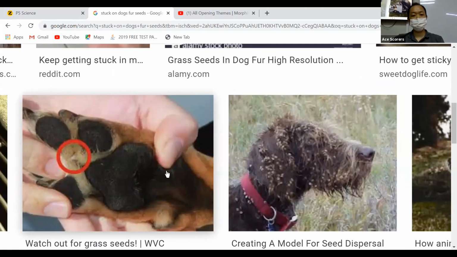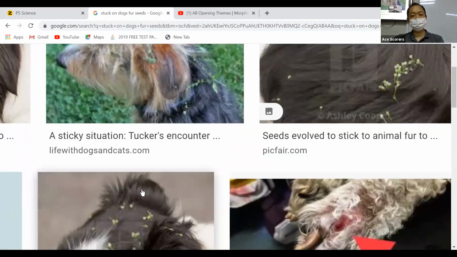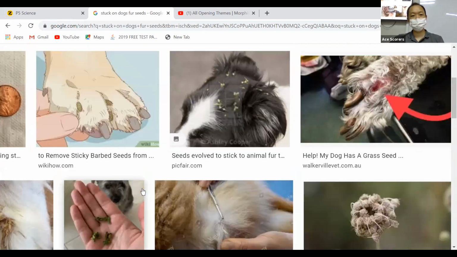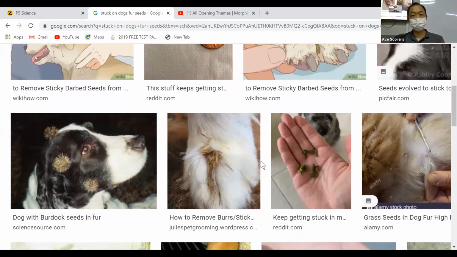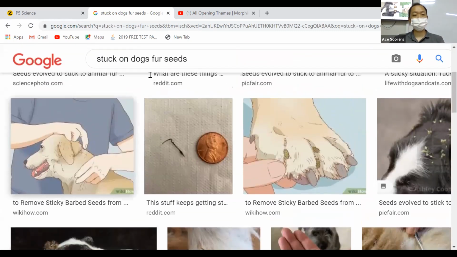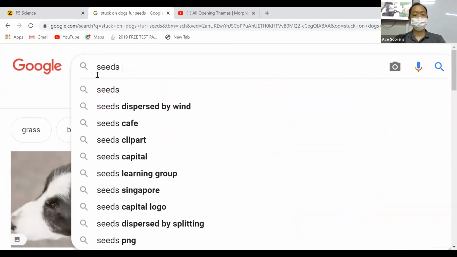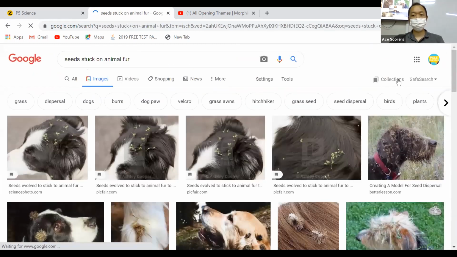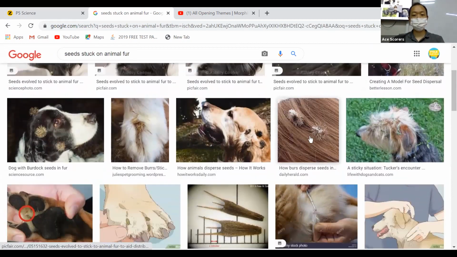Look at that, look at this. He looks like a grass himself. Look at that dog's face. So sad. Yeah, burdock seeds, right? So seeds stuck on dog. Cat. I remember seeing one where it was very bad, worse than this. They have to be removed one by one. It's just terrible.